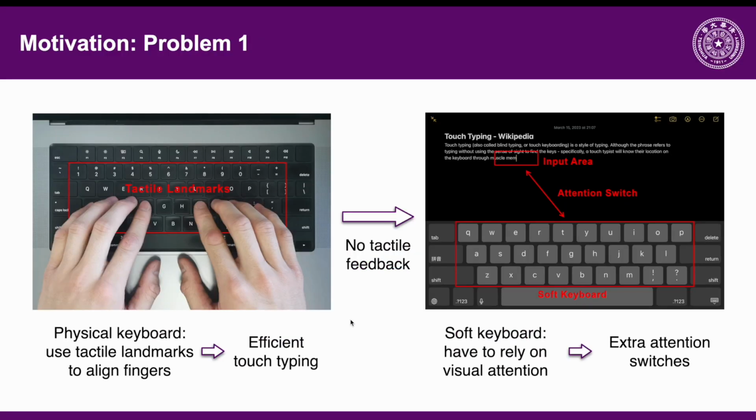So this work aims to solve two problems related to the tablet text entry interaction. Firstly, due to the lack of tactile feedback, tablets suffer from low text input speeds. As the figure shows, physical keyboards have tactile landmarks for users to locate their finger positions without relying on visual attention, thereby supporting efficient touch typing. However, this feature is missing on the tablet touch surfaces, which means that users must rely on visual aids to locate keys, leading to frequent visual attention switches between the input area and the keyboard.